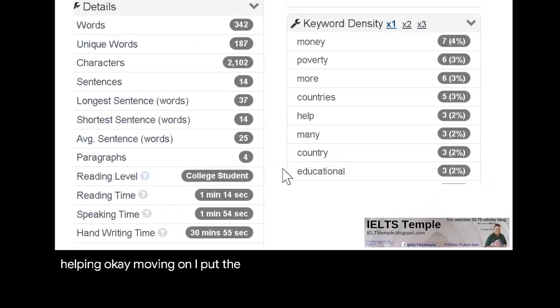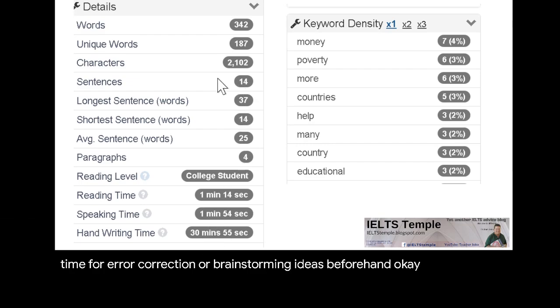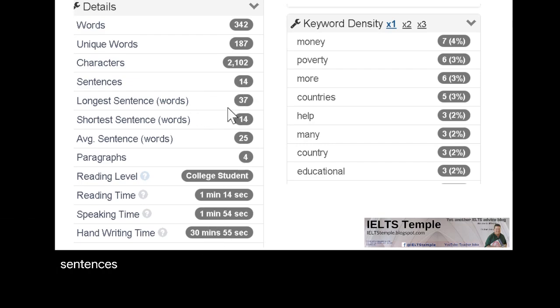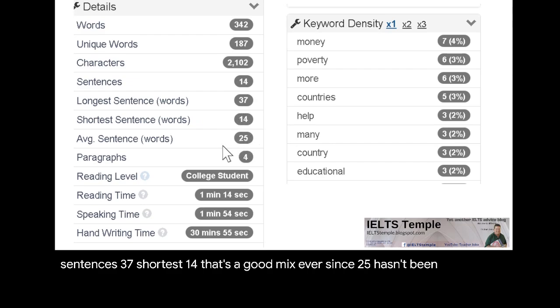I put the candidate's essay into wordcounter.net, and here's some raw numbers on what we're about to see. 342 words, it's a bit long. You might want to tighten that up because you're going to be spending 31 minutes writing that by hand, and that doesn't leave you a lot of time for error correction or brainstorming ideas beforehand. Okay, longest sentence was 37, shortest 14. That's a good mix. Average sentence 25. Yeah, that's good. It's not overly wordy.